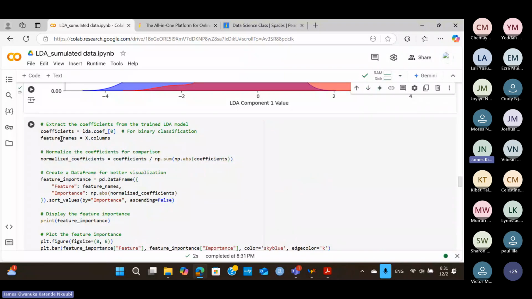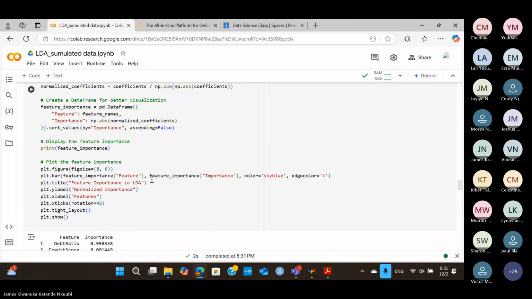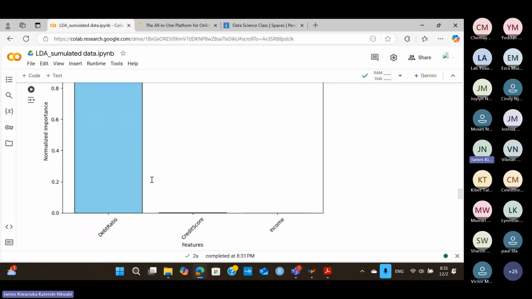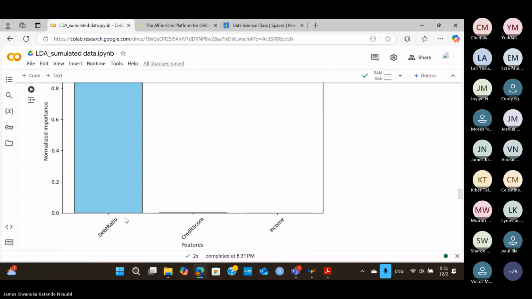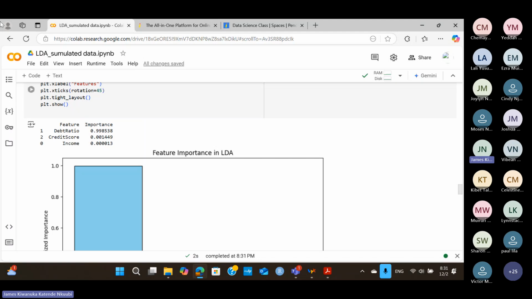Then the rest, I think this was measuring the feature importance. Using those coefficients, you can figure out the feature importance. So it says the debt ratio is the one that contributes the most. The other two don't seem to contribute much. This credit score and income, they don't seem to contribute much to the prediction. But this is of no interest to us now.